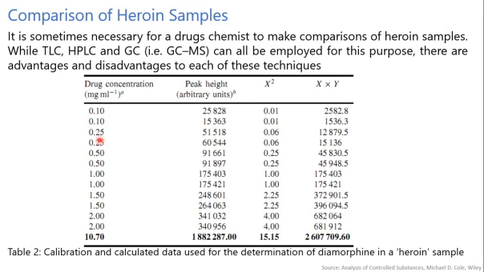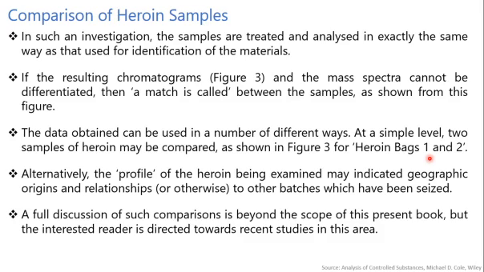Accordingly, 0.10 mg per ml, 0.25 mg per ml, 0.5 mg per ml, 1.0 mg per ml, 1.5 mg per ml, 2.2 mg per ml. So these are some concentrations of the drug, and accordingly they give some kind of area. And by using the linear regression equation, we can calculate the amount of the unknown in the given sample.